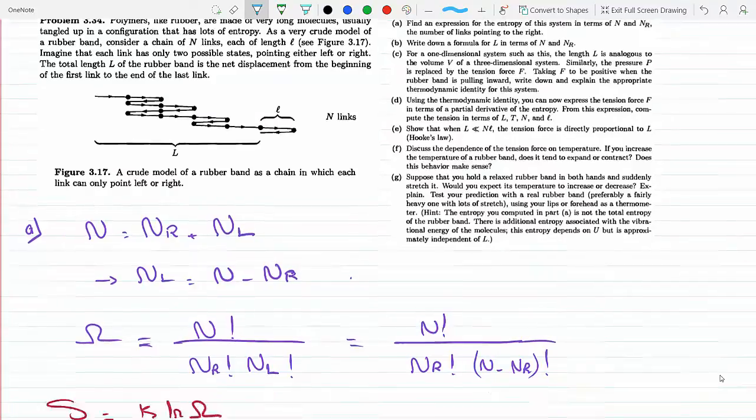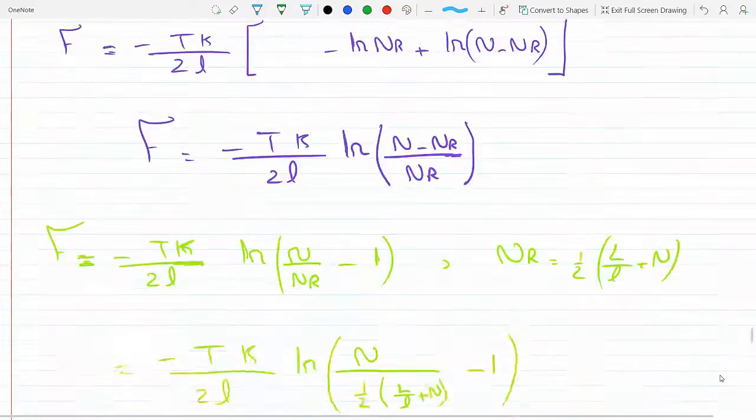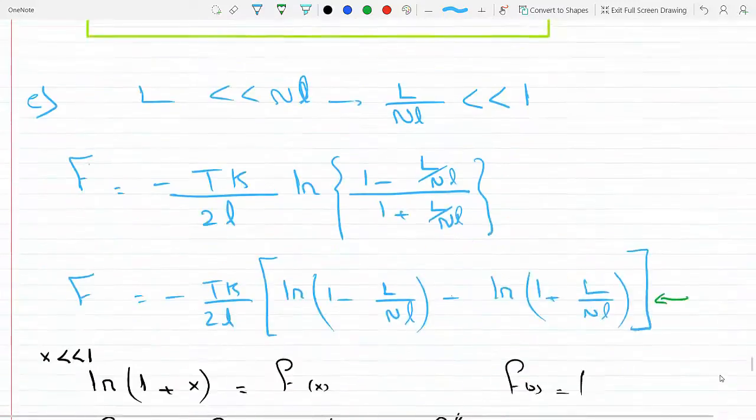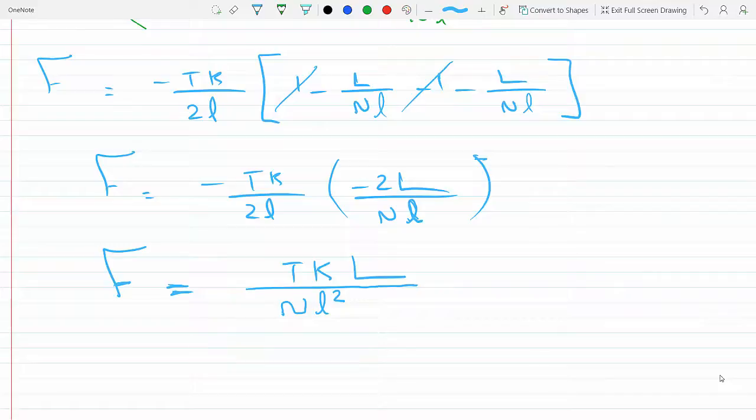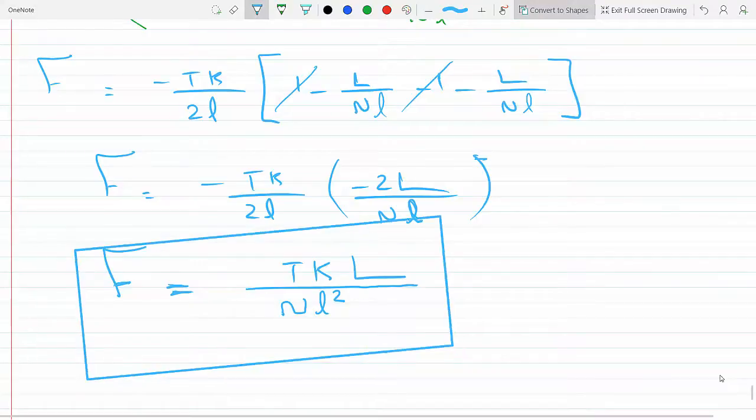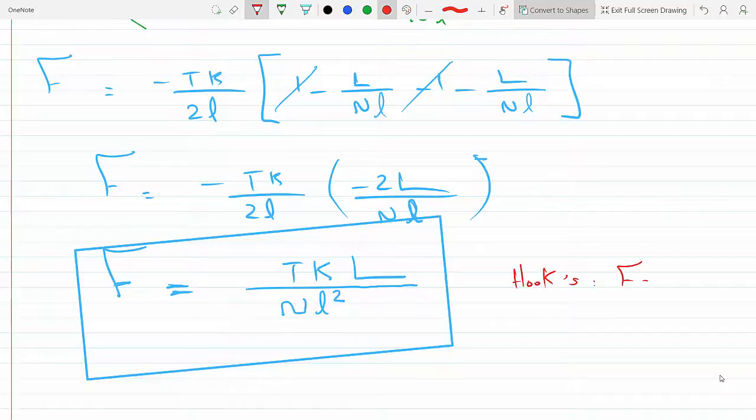The tension force is directly proportional to L, because that's what we're trying to prove. That's why it didn't make sense to me that capital L would cancel out. So yeah, it's proportional to L, so hence proved. L is in the numerator, and we know that Hooke's law is kx, F equals kx.